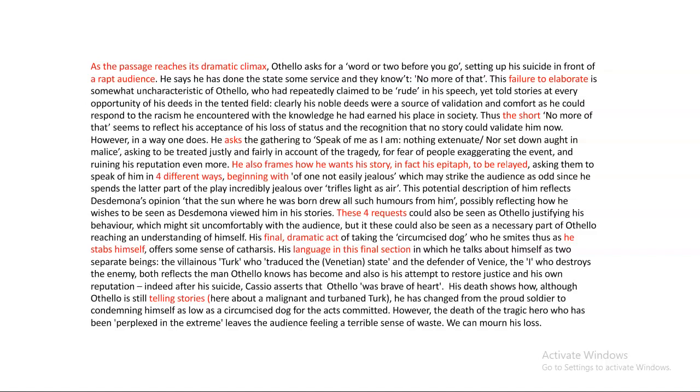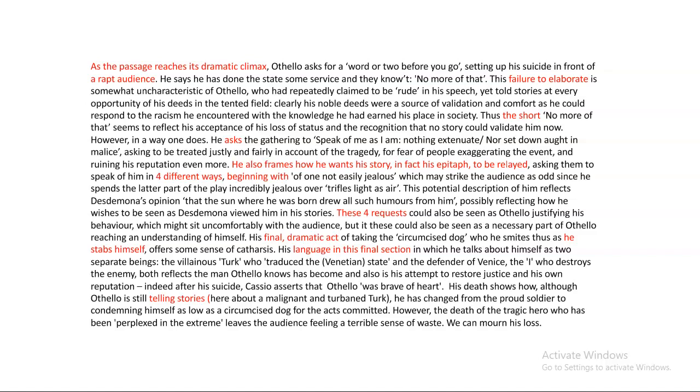The next bit, I really start to zoom in and focus in on quotations from the actual extract, and I've got failure to elaborate. The short, he asks, he also frames this, he repeats 4 different ways, beginning with. All of this, I'm dealing with the structure of the dialogue, how that speech by Othello is put together, the choices that Shakespeare has made at this moment, and how therefore it can be interpreted. But all of those sort of tick off that criteria of dramatic methods. This ties in with the 4 requests. Sorry, I've missed that off there.